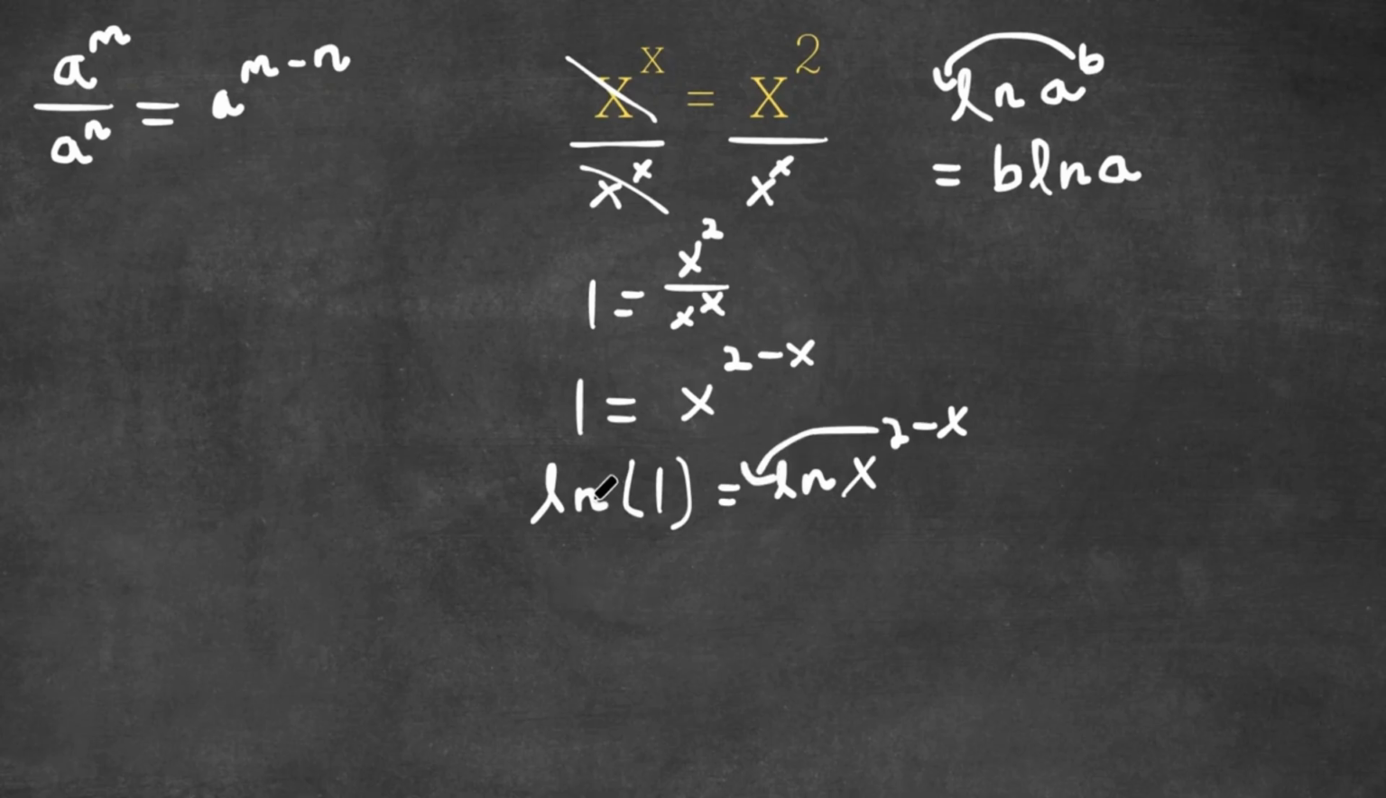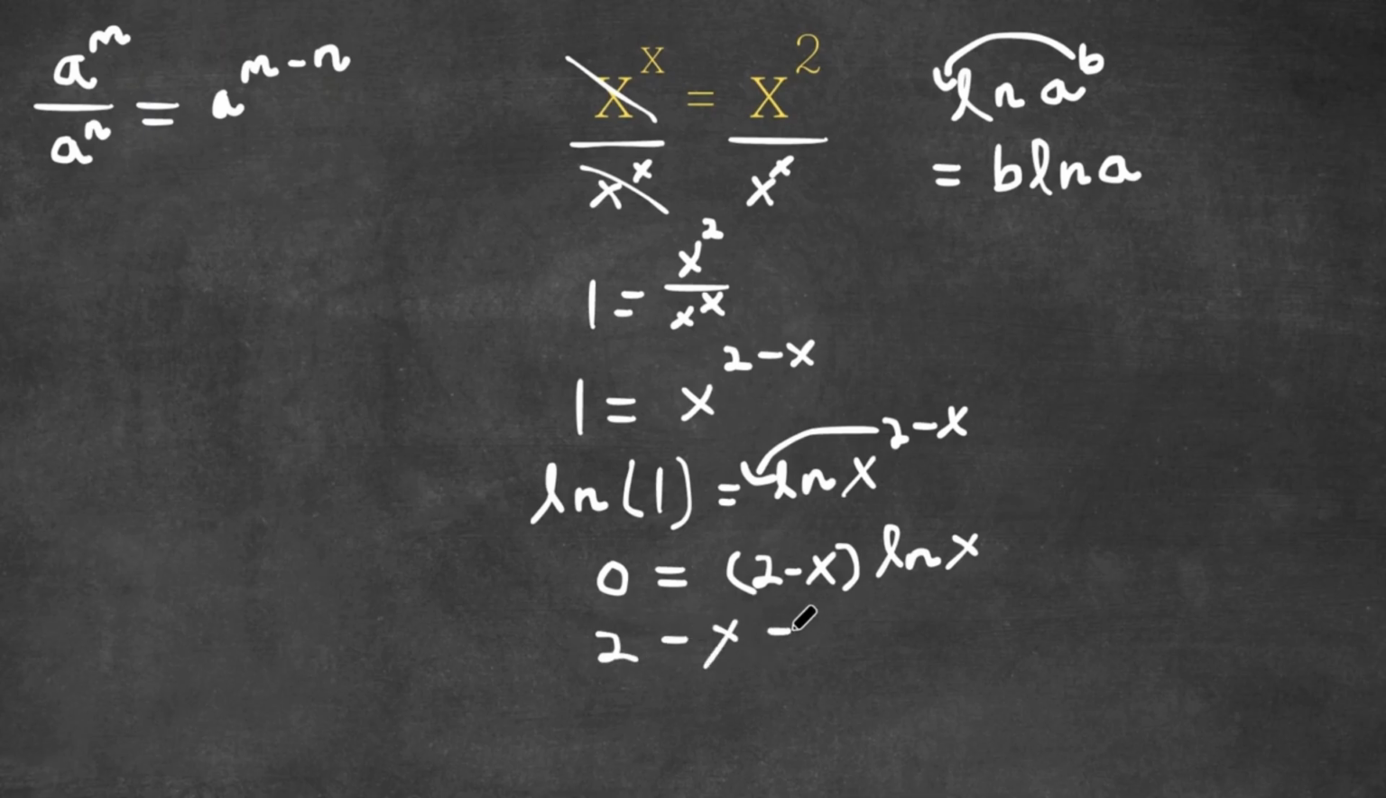So now we have, well, first off, ln of 1 is 0. So we have 0 is equal to 2 minus x times ln x. Now this gives us two equations. We have 2 minus x is equal to 0, and we also have ln x is equal to 0.